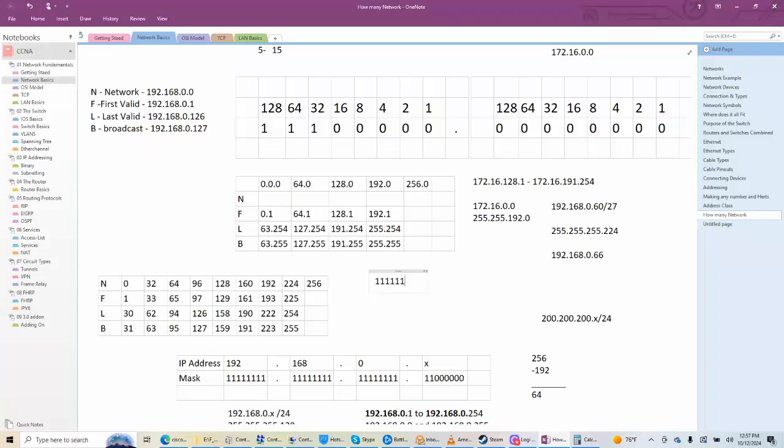Okay? Now, I drew out the numbers as far as bits, but that's not necessary. If I need 64 hosts, just write out my 128, 64, 32, 16, all the way down to 1, and just put the bit on the 1 that's going to give me 64 hosts. Does that make sense?